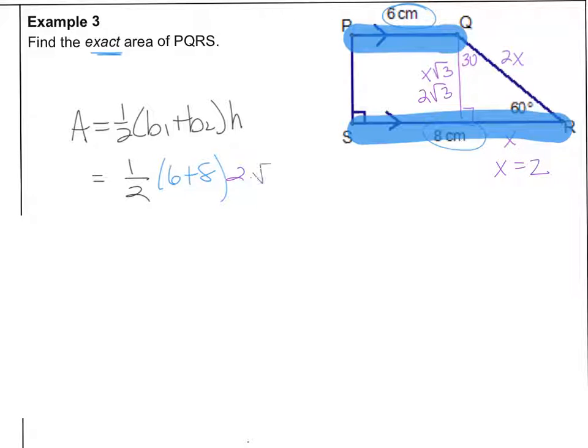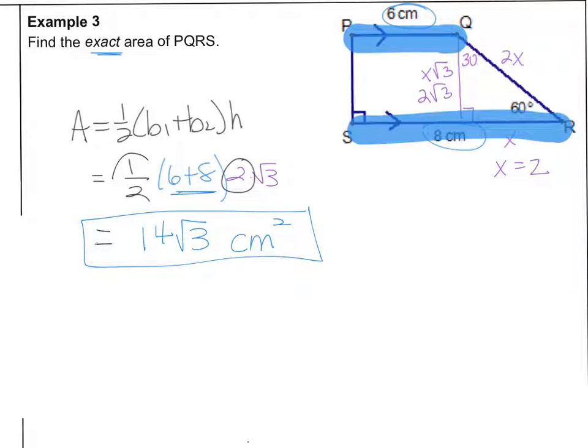So I'll plug in 2 root 3 for my height. If I multiply 1/2 times 2, that simplifies to 1. And 6 plus 8 simplifies to 14, so we're left with 14 root 3 square centimeters as the exact area of PQRS.